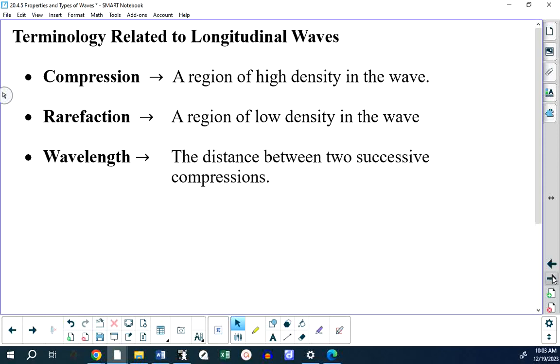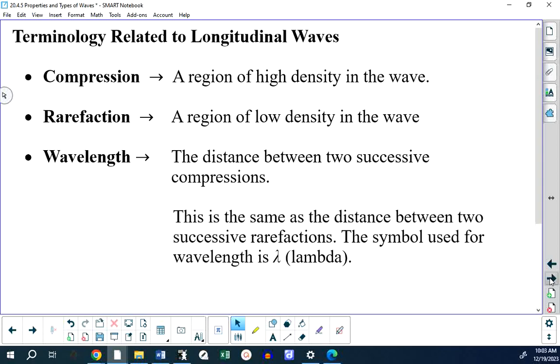The wavelength, and you have all heard about wavelengths, haven't you? Maybe not in a scientific way, but you might have encountered the word in other places. The wavelength is the distance between two successive compressions. It's the same as the distance between two successive rarefactions, assuming that the wave is a regular wave. In other words, somebody is moving one end of the medium back and forth at a regular rate and they're not changing it. They're just doing the same thing all the time. Then the wavelength is the same as the distance between the rarefactions.